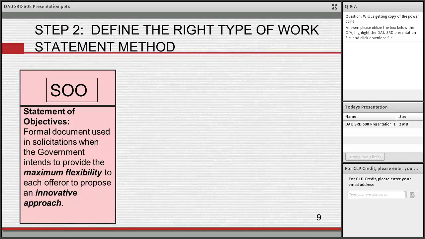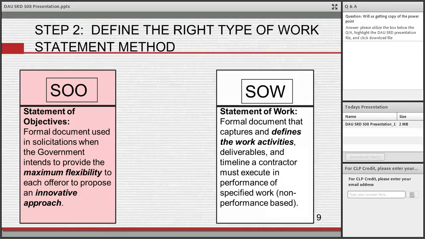So to use a phrase, and I don't have anything against cats, so don't write me ugly email, but there's more than one way to skin a cat. So this method allows each offeror the ability to tell you their best proposed method to perform that service. So it is maximum flexibility looking for innovation.